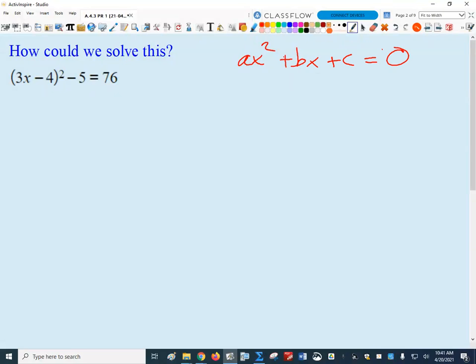Sounds like a lot of work, though, right? Is there an easier way? I mean, we could potentially do it, but is there an easier way? The answer is yes, there is.